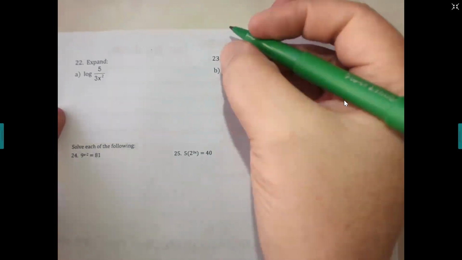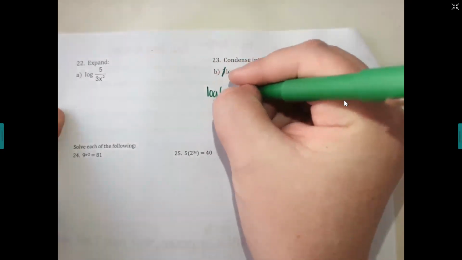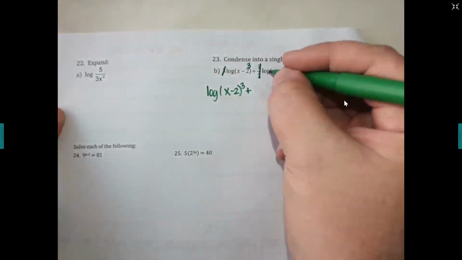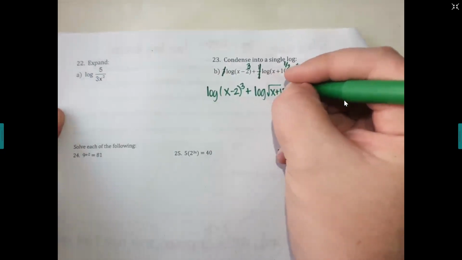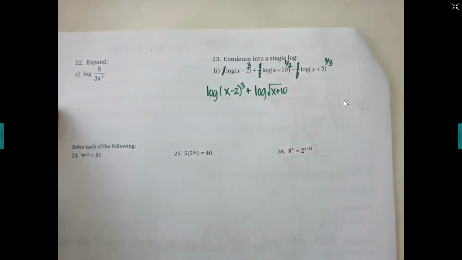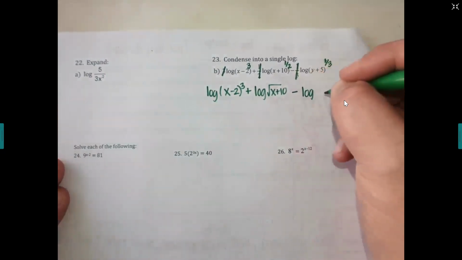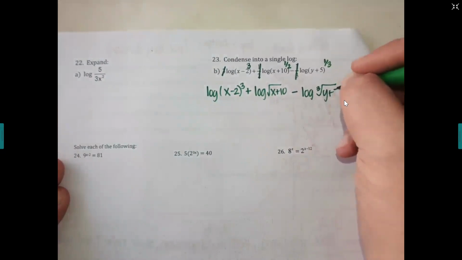So let's redo those. So I'm gonna have log x minus 2 cubed stays the same plus, but this log is gonna turn into a square root of x plus 10. Now I want you to think about why, because a 1/2 and a square root power are the same thing. Okay, then I have a minus, and I'm gonna turn my y plus 5 to be inside a cube root.